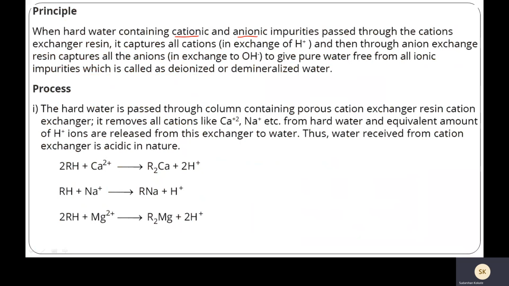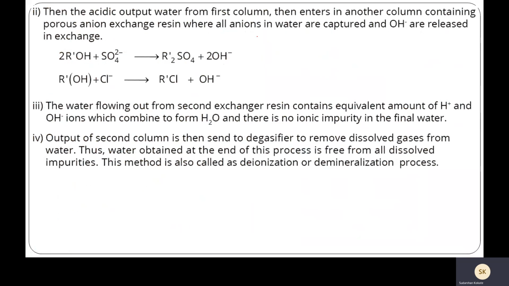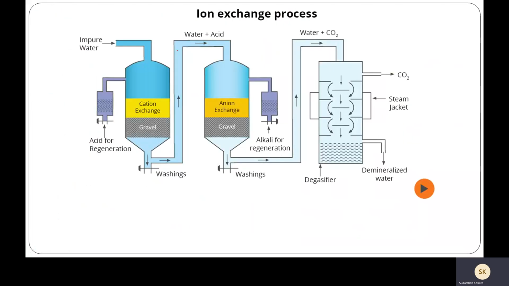For preparing the deionized water, the hard water is first passed through the chamber containing cation exchanger resin, followed by the chamber containing what? Anion exchanger chamber, right? So the H+ ion of the cation exchanger resin and the OH- ion of the anion exchanger resin both get exhausted. Suppose the first chamber is the cation exchanger chamber and the second chamber is the anion exchanger chamber.